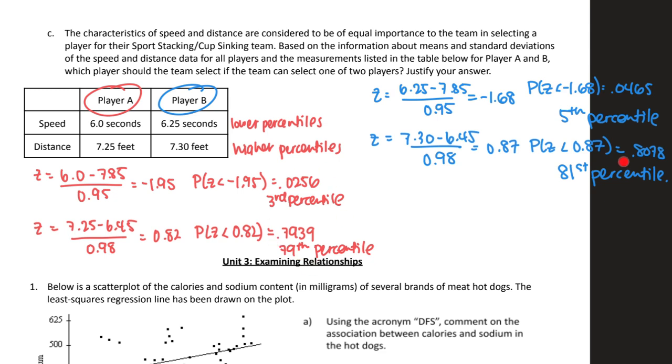So they're pretty close in terms of the distance that they can throw, 0.7939 and 0.8078. But if we compare how fast they can do their cycle time, 0.0256 and 0.0465, player A is going to be faster. So in this case, I would choose player A because they are about the same for cup sinking, but player A is slightly faster than player B for cycle time. As I wrote on the answer key, based off the rounded percentiles, it's not as obvious, but on the final, it'll definitely be more obvious in terms of making that decision.